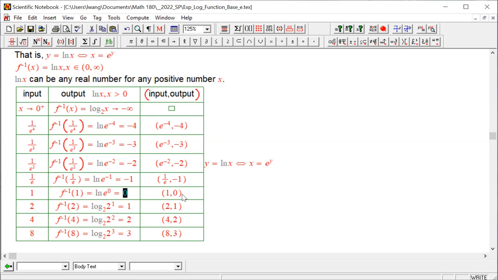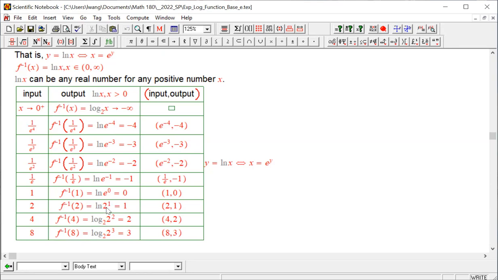So 1, 0. You notice that this x-intercept is the same for all three functions: log base 2 of x, log base 3 of x, and ln x, natural log x. The input is e, and the output is 1 because 1 power e is e. So when the input is e, the output is 1.